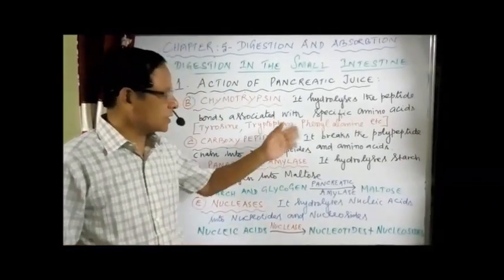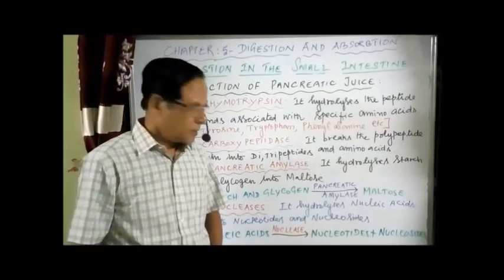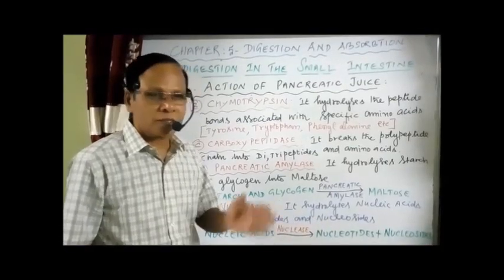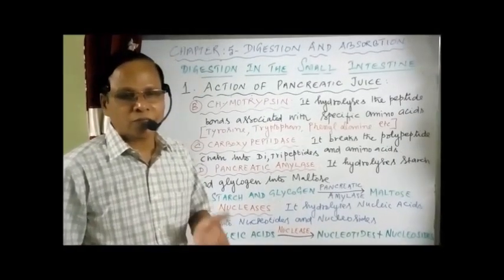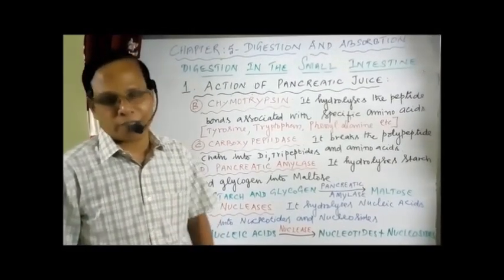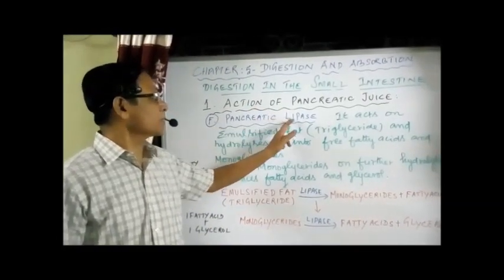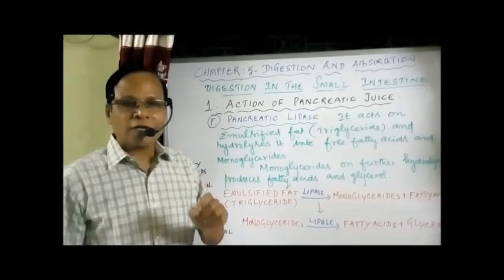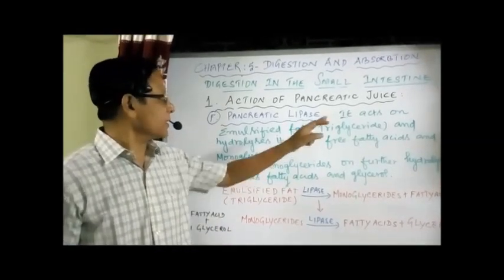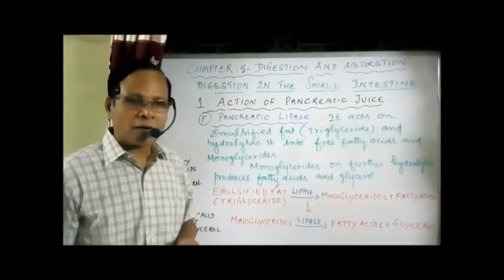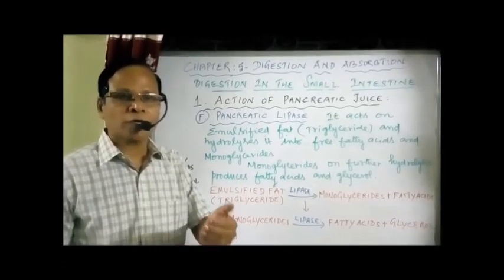We'll see the reaction in the intestinal juice. These enzymes are also present in the intestinal juice to break down nucleotides and nucleosides into their respective components. Now the last enzyme in pancreatic juice is pancreatic lipase. It is a fat splitting enzyme. It acts on emulsified fat, the one which is formed after breakdown by the bile juice.